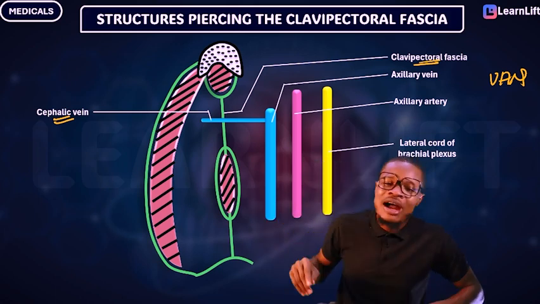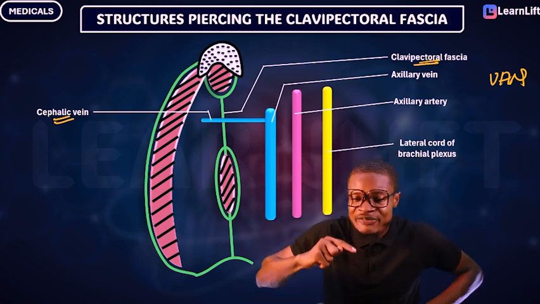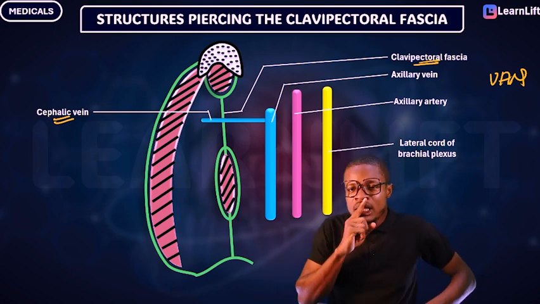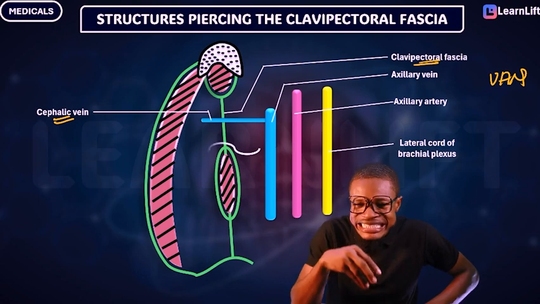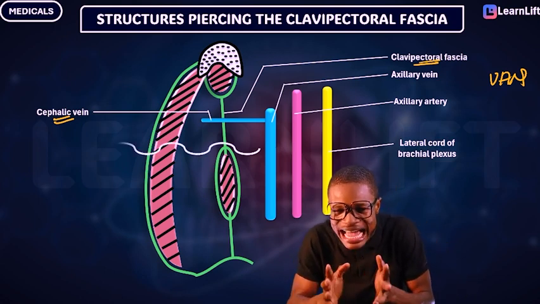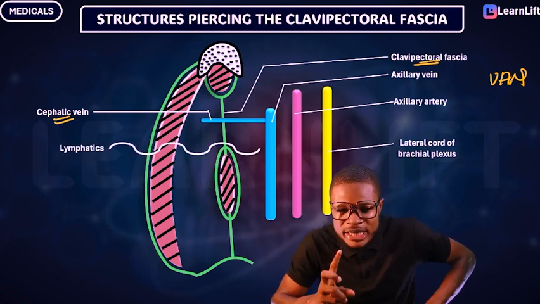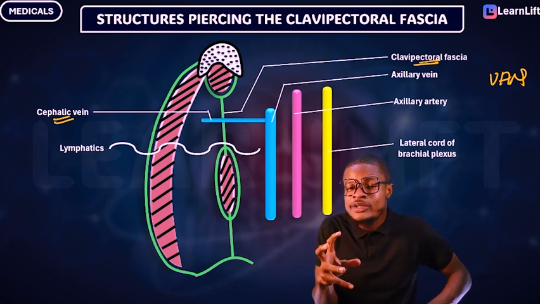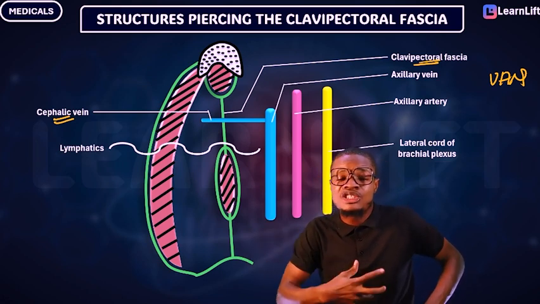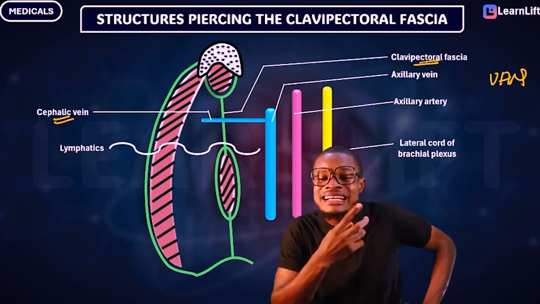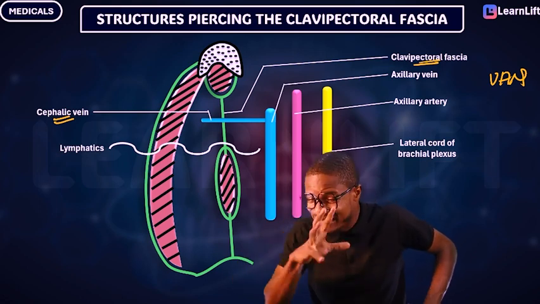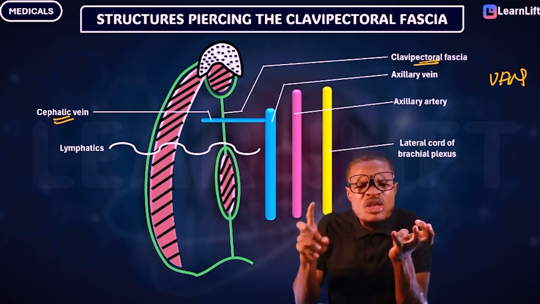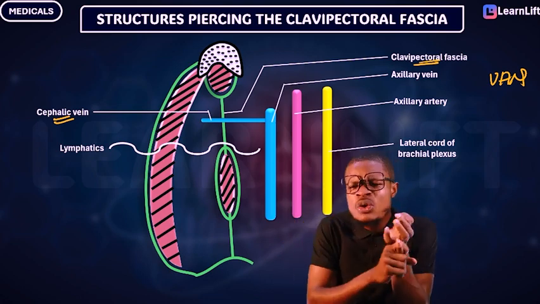Yeah, let's go. Now, aside from the cephalic vein that pierces through it, there is another structure that pierces through it, and this is called the lymphatics. This that you see here is called the lymphatics. Where is the lymphatics going to? It is this lymphatics that drains the apical group of axillary lymph nodes, and they also drain the breast. That's the lymphatics that we have there. So I've given you the cephalic vein, and I've given you the lymphatics.